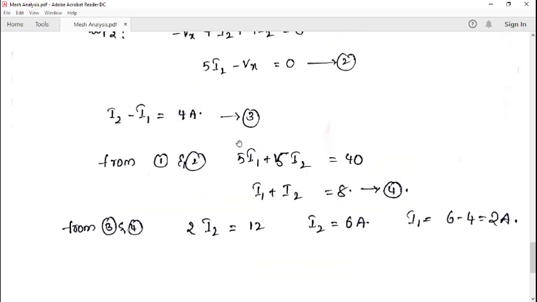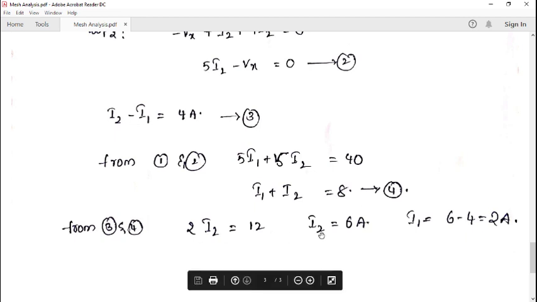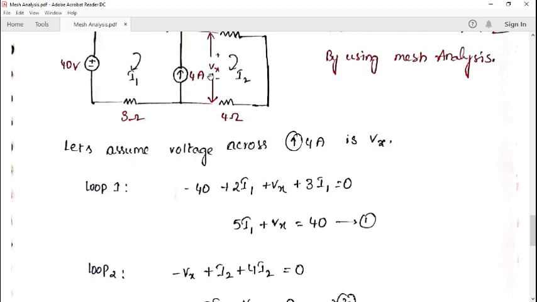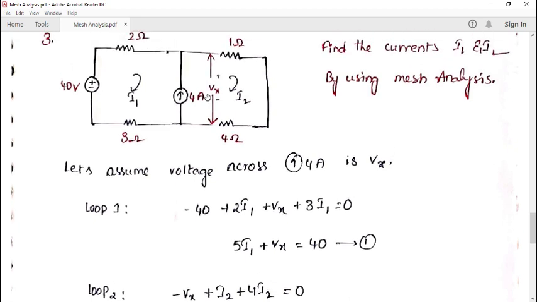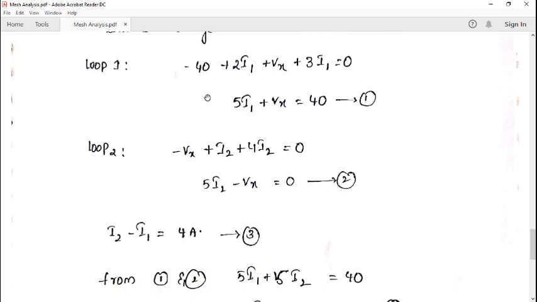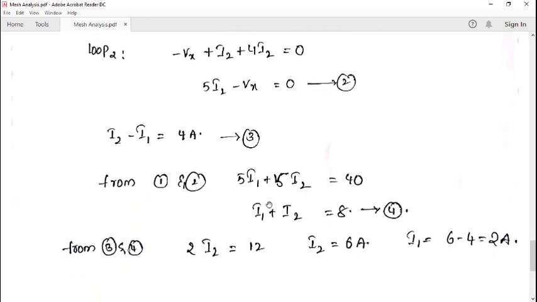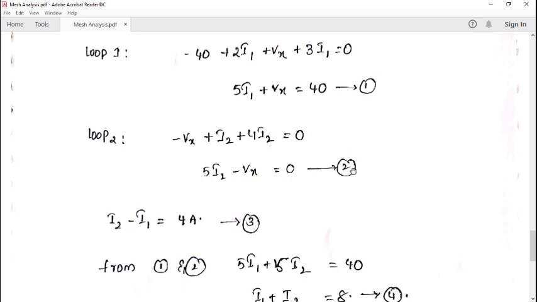From equation number 3 and 4, when we solve that, I1 plus I2 equal to 8, I2 minus I1 equal to 4, we get I2 is 6 ampere and I1 is 2 ampere. I think you understood the problem. We just assumed an imaginary voltage source Vx here to understand easily. So we wrote the loop equations and we solved for I1 and I2. We got the equation I1 plus I2 equal to 8 from these loop 1 and loop 2 equations.